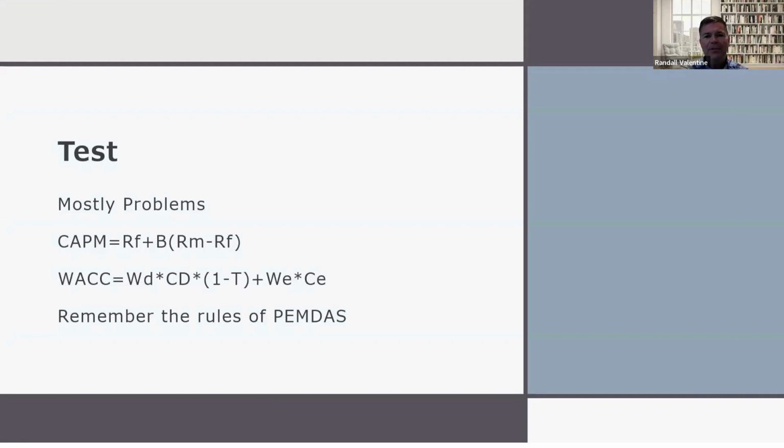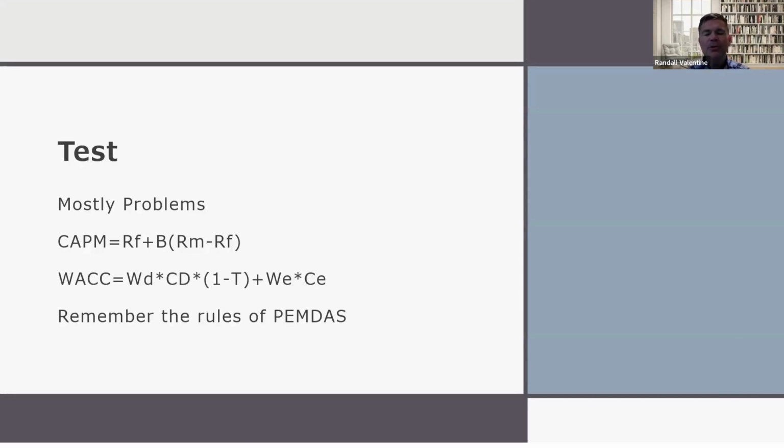On the test, the big thing to remember about these problems involving capital budgeting is that they're mostly problems, as opposed to the first couple of tests, which are more conceptual and definitional questions. What you want to do is look through these and see exactly what calculations you need to do. What formulas do I need to know?